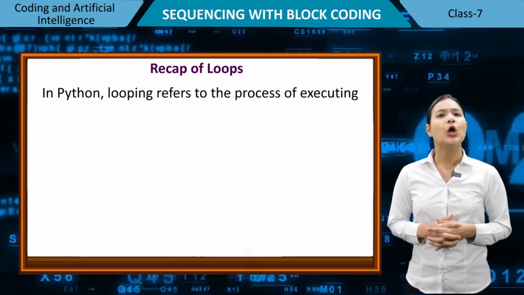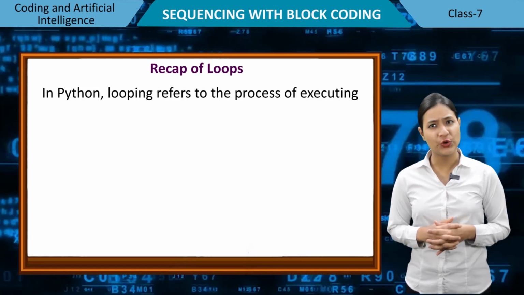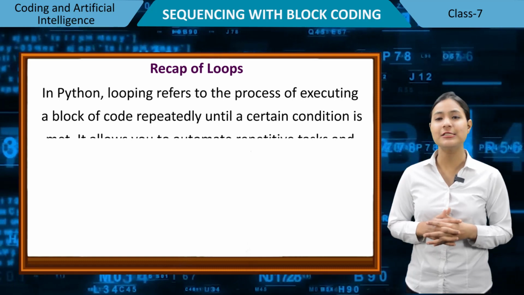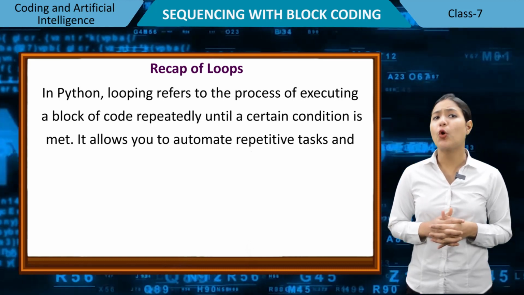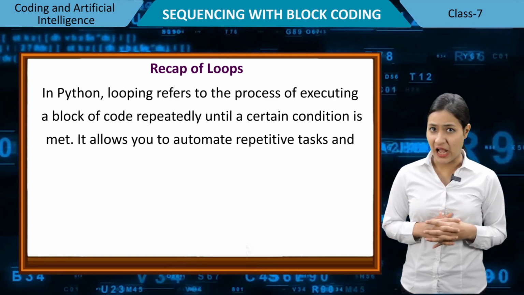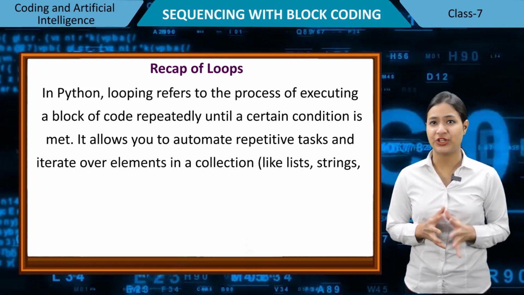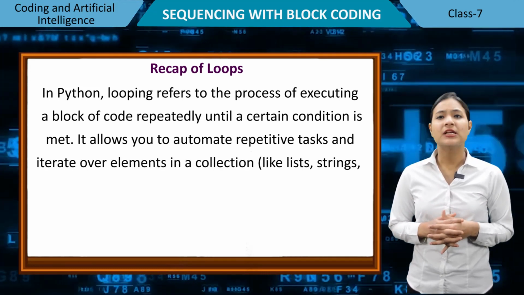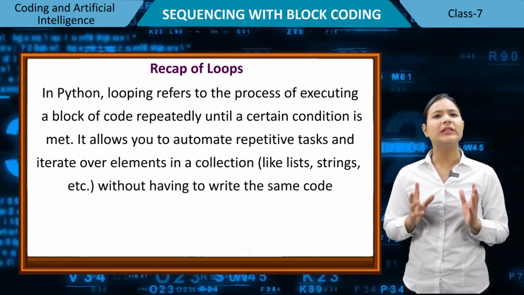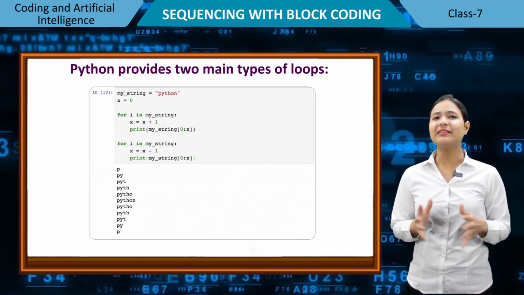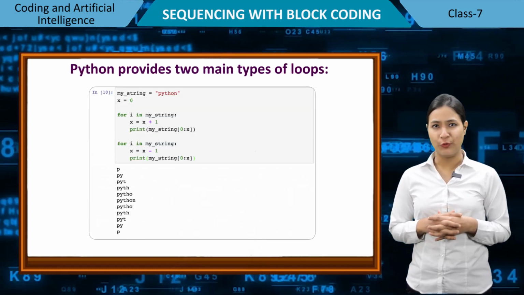In Python, looping refers to the process of executing a block of code repeatedly until a certain condition is met. It allows you to automate repetitive tasks and iterate over elements in a collection like lists, strings, etc. without having to write the same code multiple times. Python provides two main types of loops.